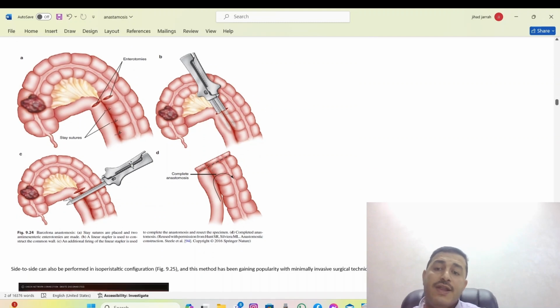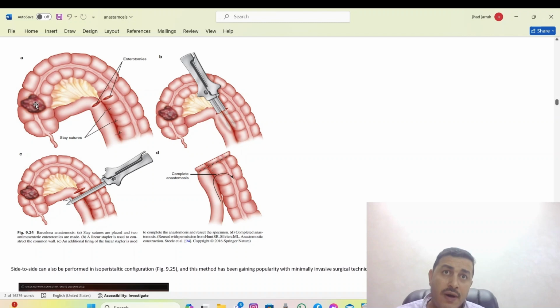In this picture, they actually show you what we call Barcelona. I don't know, the pronunciation depends on your country or the language of every country. In some places it's called the Barcelona technique. Actually, the Barcelona technique is a side to side using a linear stapler. These are stay sutures on the antimesenteric wall and two enterotomies. After we create these two enterotomies, this is the lesion over here, in the cecum and ascending colon.